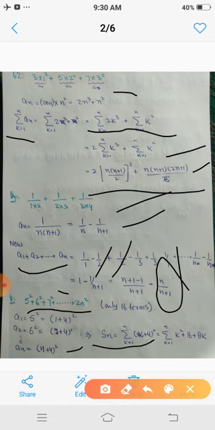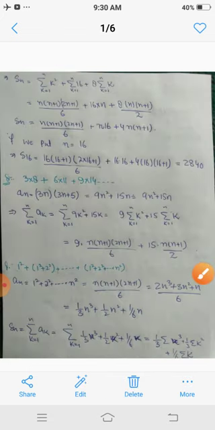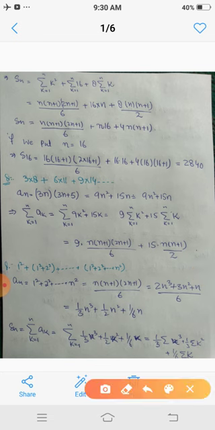This means that Sn is summation k runs from 1 to n, replacing n by k in an, that is summation k runs from 1 to n of k plus 4 whole square, that is summation k from 1 to n of k square plus 16 plus 8k. Summation of k square is n into n plus 1 into 2n plus 1 upon 6. Now summation of 16 from k equals 1 to n, we have to add 16 n times, that is simply 16n, and 8 into summation k runs from 1 to n of k is n into n plus 1 by 2.